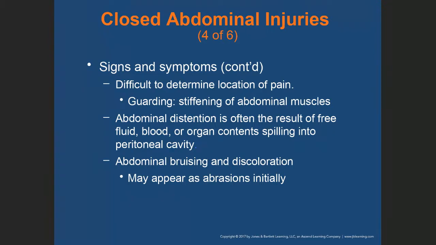So their body can protect the area of damage, and they can physically prevent you from touching it. That is considered guarding. Abdominal distension is often the result of free fluid, blood, or organ contents spilling into the peritoneal cavity. A distended abdomen is a late finding. It's not something you will see in the early stages. Abdominal bruising and discoloration may appear as abrasions initially.